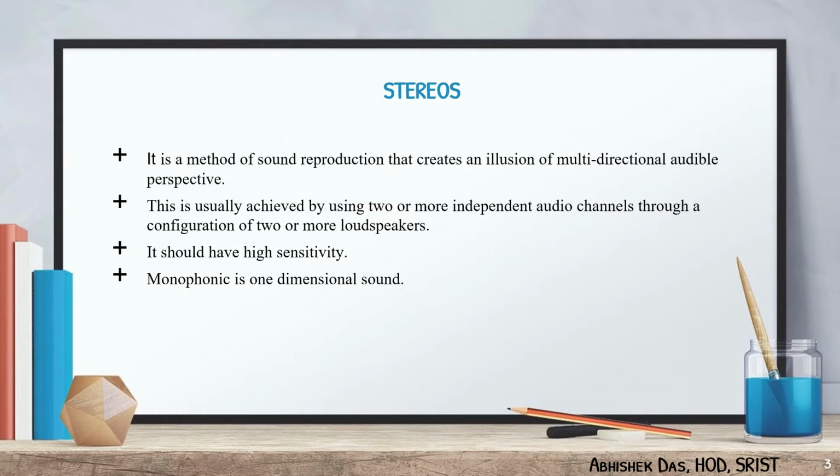The definition of stereo is a method of sound reproduction that creates an illusion of multi-directional audible perspective. This is usually achieved by using two or more independent audio channels through a configuration of two or more loudspeakers. It should have high sensitivity.